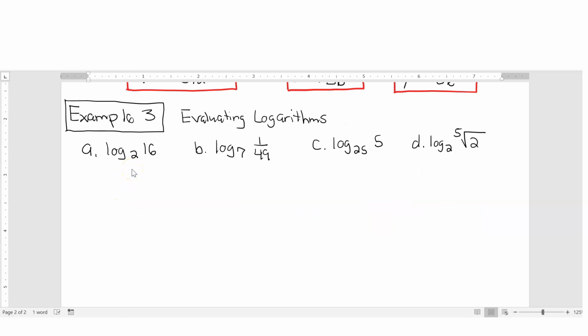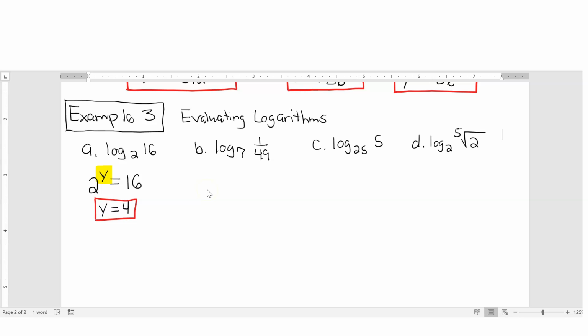Logarithmic expressions can be evaluated without a calculator if the numbers are certain values that can be evaluated manually. In example 3 on page 480, we'll evaluate logarithmic expressions, but again, we're going to utilize that basic relationship, a base to an exponent equals a value, to evaluate these expressions. In part A, our base is 2, and the logarithm is going to return some exponent y that will connect with the value of 16. And so in this case, y would be 4. 2 to the 4th is 16.